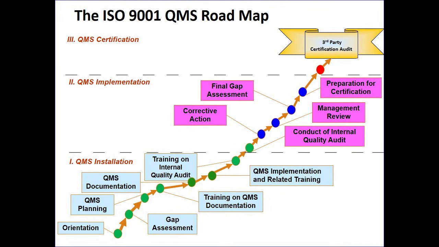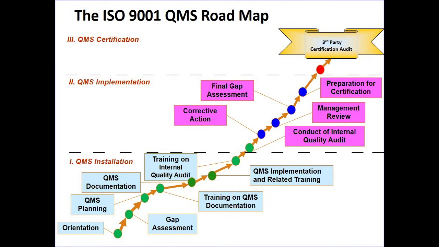The next is the ISO 9001 QMS roadmap. We have three stages. The first stage is QMS installation. The organization, first of all, is going to be oriented on QMS awareness. Thereafter, a gap assessment is going to be conducted. After the gap assessment has been conducted, the team is going to start planning for QMS.